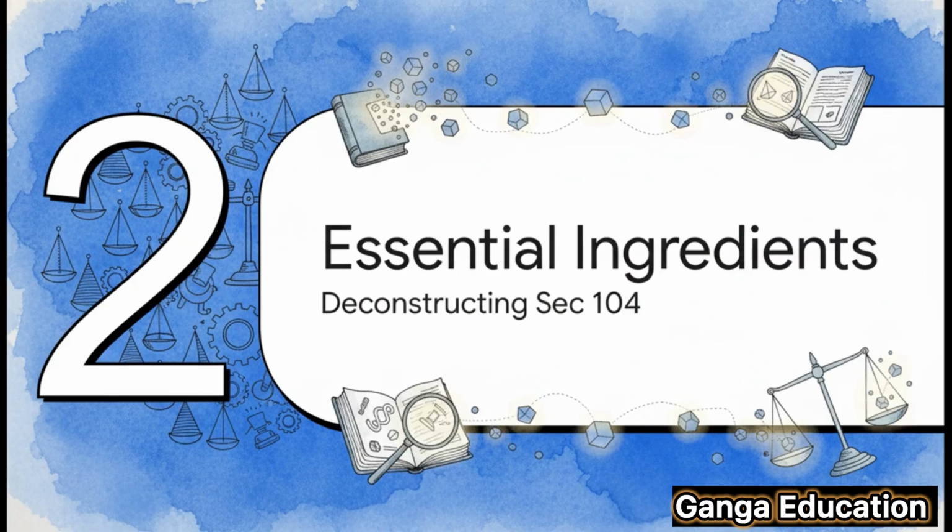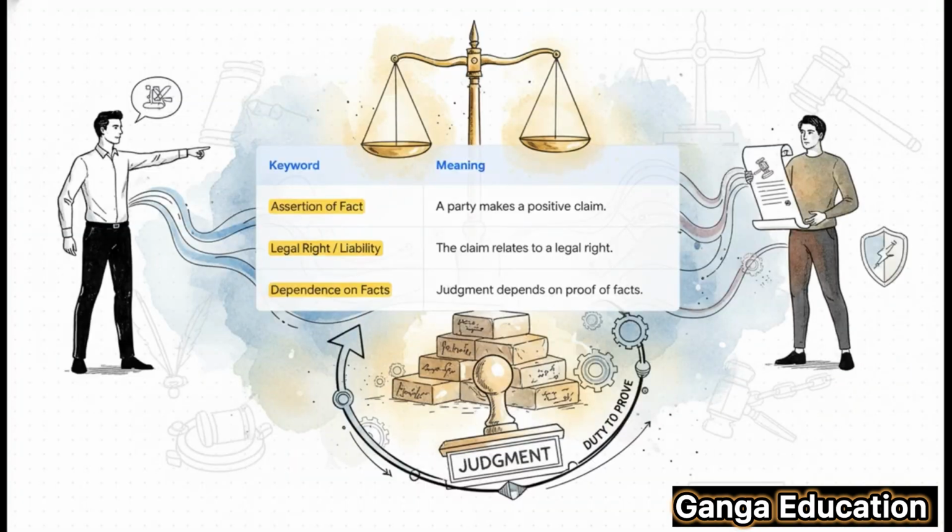Every legal section has some essential ingredients which are very important to understand, especially for writing answers in your mains exam. Let's take a look at what those essential ingredients are for Section 104. In this slide, you can see that Section 104 has four main building blocks. First, the assertion of fact. That's when a party makes a positive claim before the court.